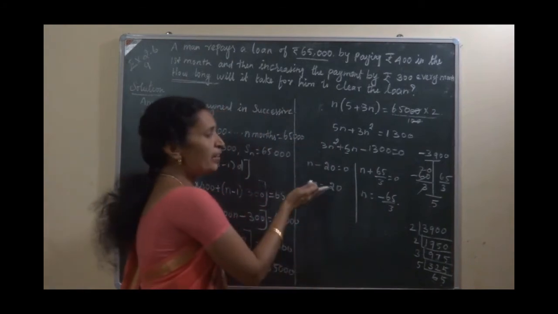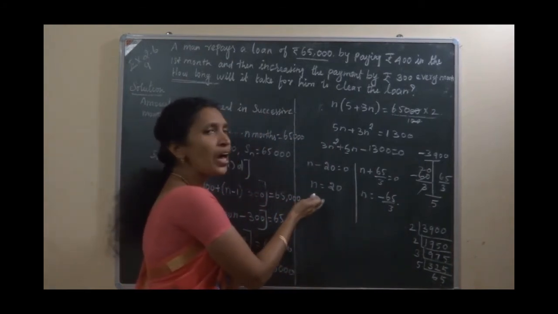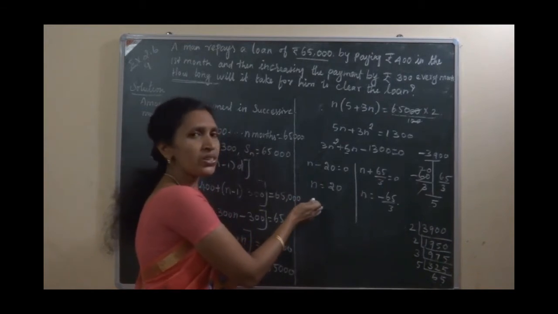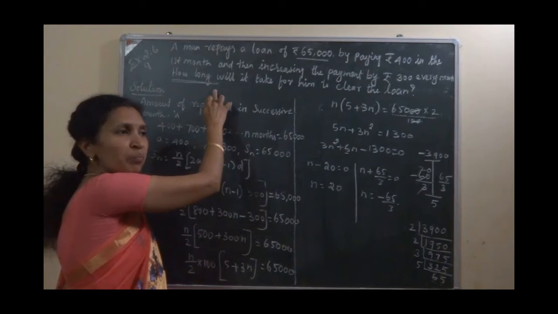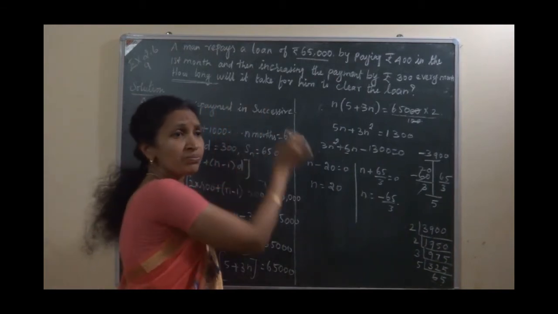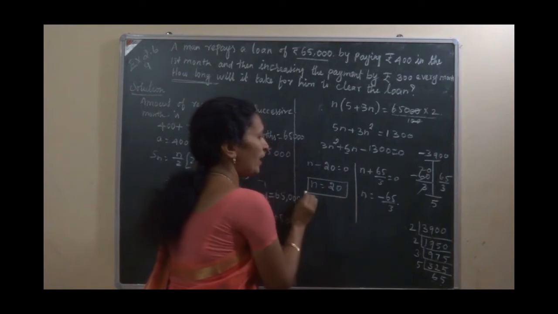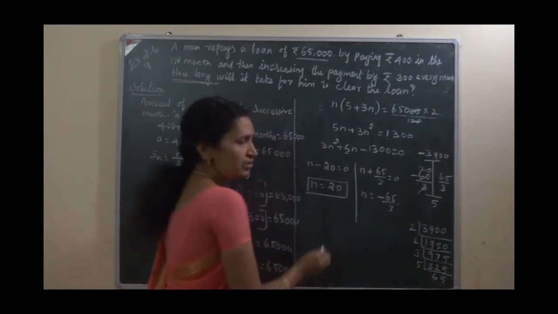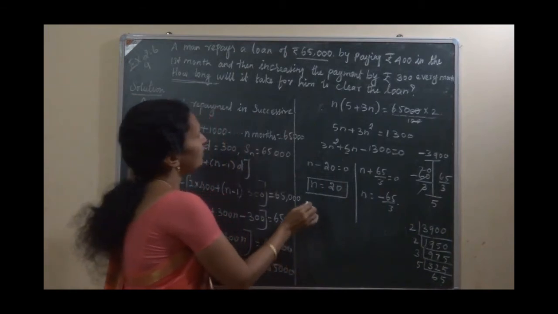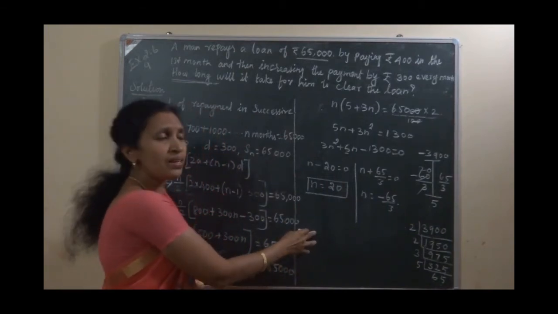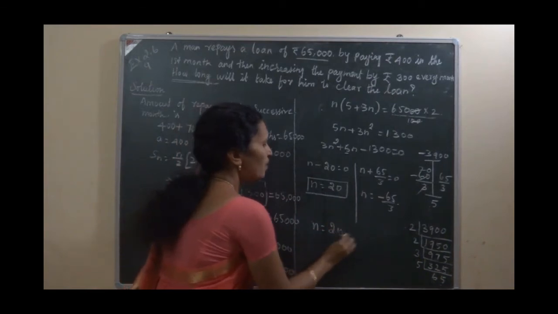Listen students, here you got two values for n. Which value should you write? They asked how long, how many months. Months won't come as a negative value, right? So you must take the positive value only. Negative is impossible. So the number of months paying the loan is 20 months. n equals 20 months.